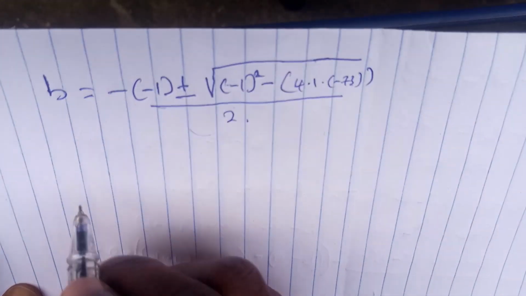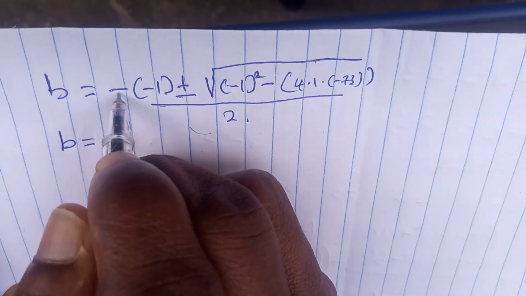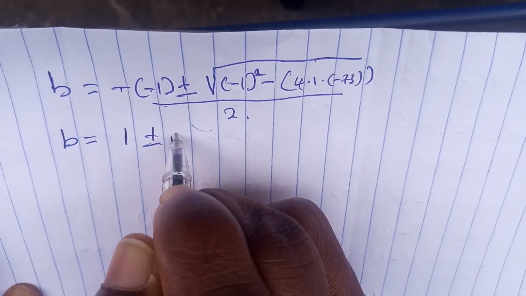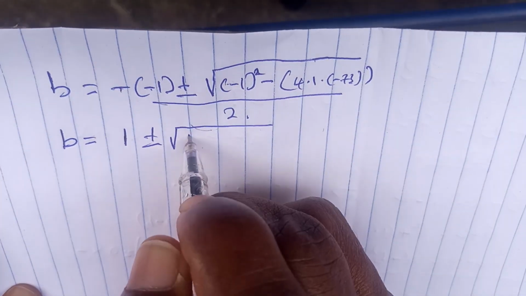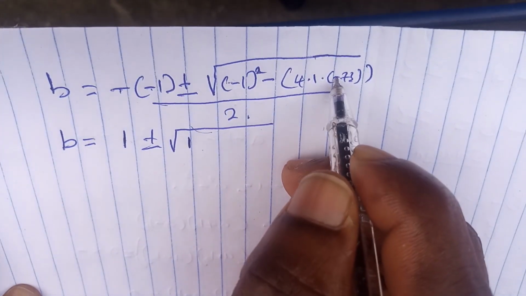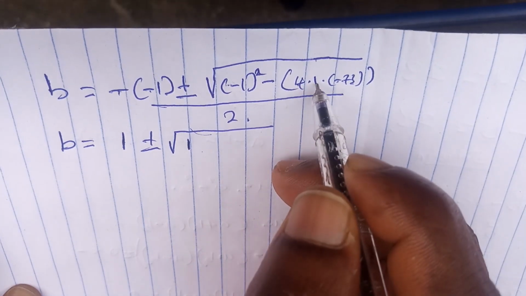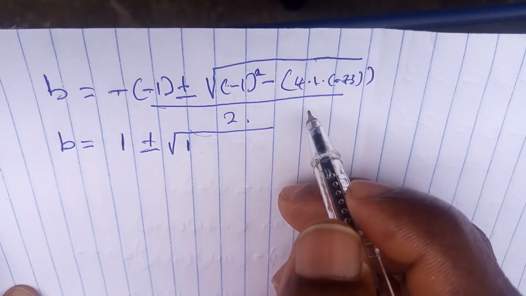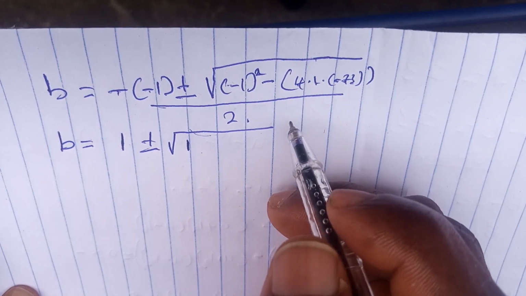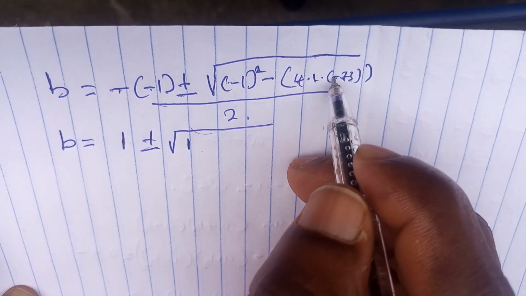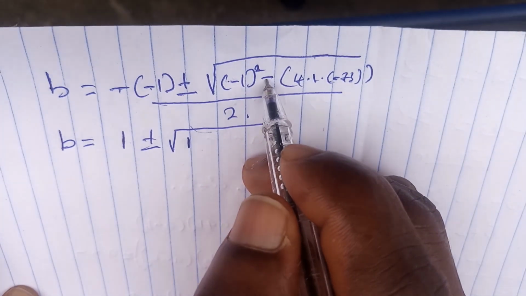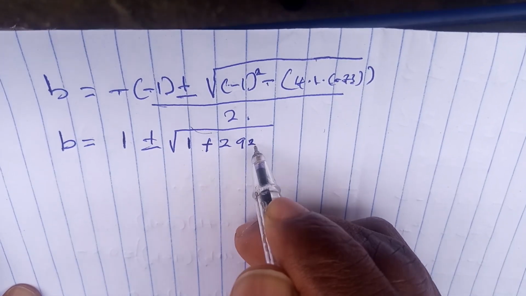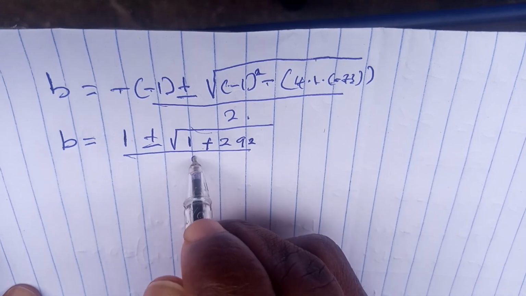Since we are now having this, we can simplify further by saying b is equals to minus times minus is going to give us plus. We are having positive 1 plus or minus the root. This one is going to turn to a positive 1. Then this, we are having a negative sign here. 4 times 1 times 73, times negative 73, is going to give us a negative 292. And negative 292 times the negative value is going to give us a positive value. So we are having plus 292, all divided by 2.